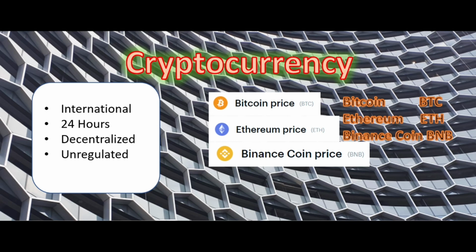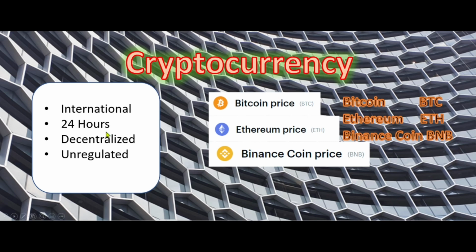And so Bitcoin was the first currency that was developed, and you can see on the screen it's called BTC as a symbol, where you can trade and buy and sell on the cryptocurrency exchange, which is different from stock exchange brokers.